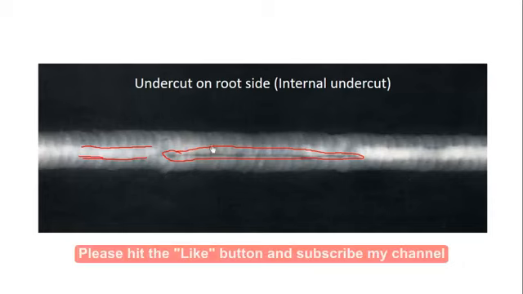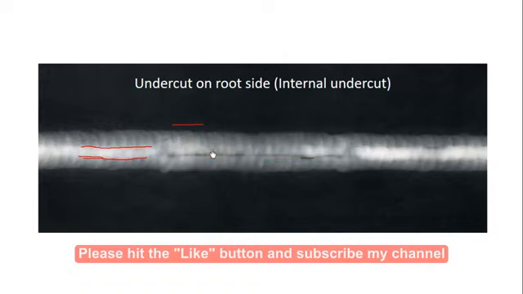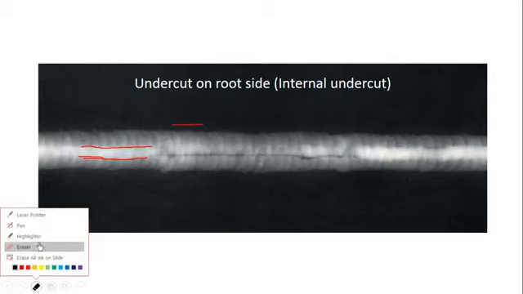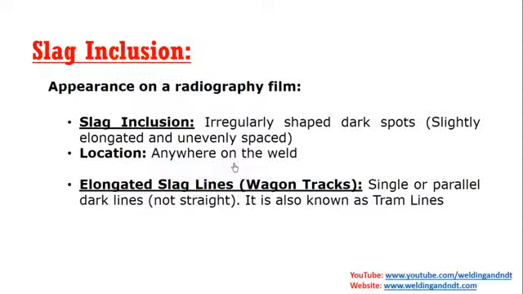See friends, lack of fusion will always occur in a very straight line. But here you can see, let me erase the red dots, that this dark line is not straight. Hence it is an internal undercut. So like this you can differentiate between undercut and lack of fusion. Lack of fusion will be a very straight line. However, internal undercut will not be a straight line. You can see very clearly this is not straight.